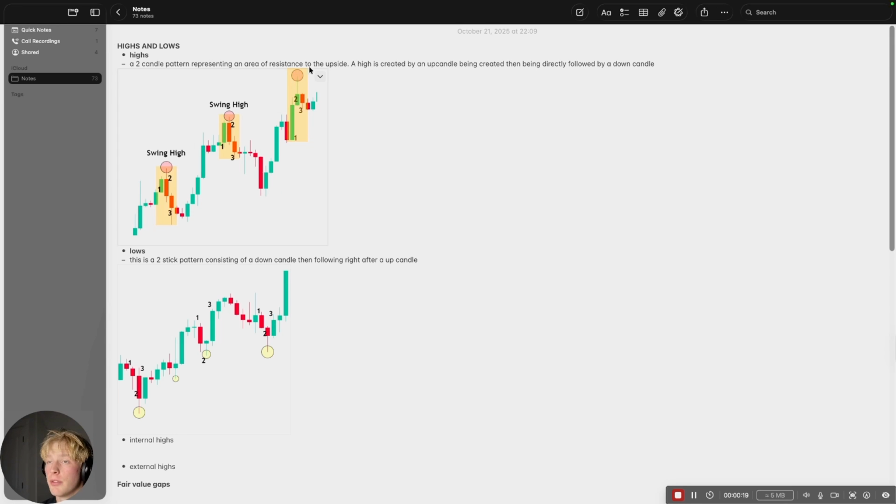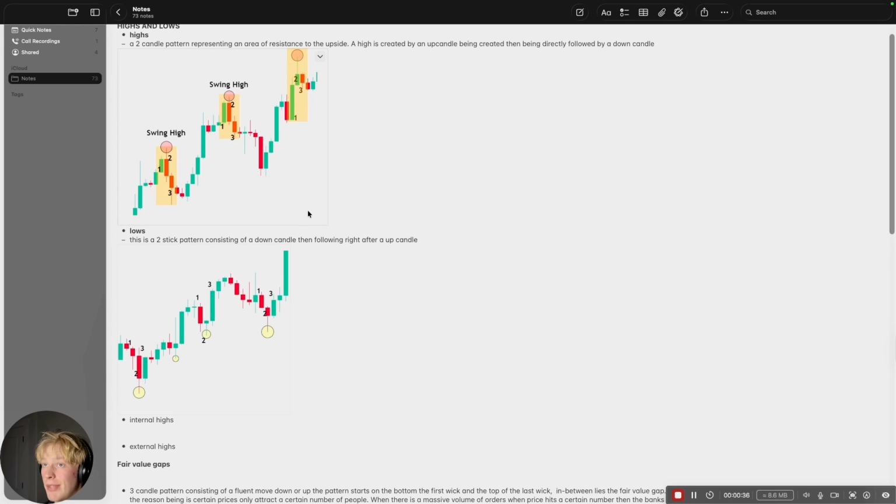What are highs made of? Okay, there's highs and lows in the market. These are really important things to understand. Highs are made of a bullish candle and then a bearish candle. Okay, so it's a two candlestick pattern. Now, the highest point of that with the wick is going to be the high. That's pretty much it. It's a bullish candle, then a bearish candle, and the highest point it reaches.